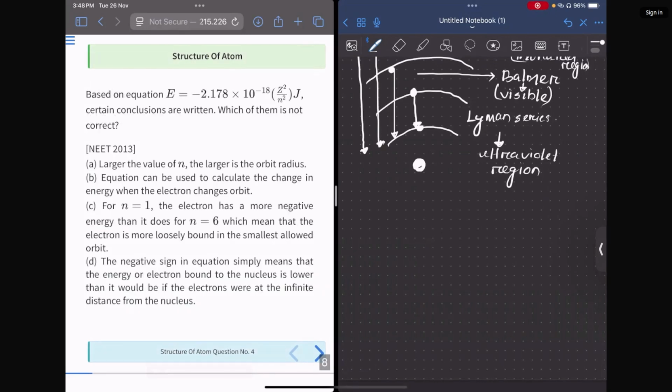Question number 4. Based on the equation E equals minus 2.178 times 10 to the minus 18 Z squared divided by n squared joule, certain conclusions are written. Which of them is not correct? So let's go one by one. Option A says the larger the value of n, the larger is the orbit radius. What is n? n is the principal quantum number.